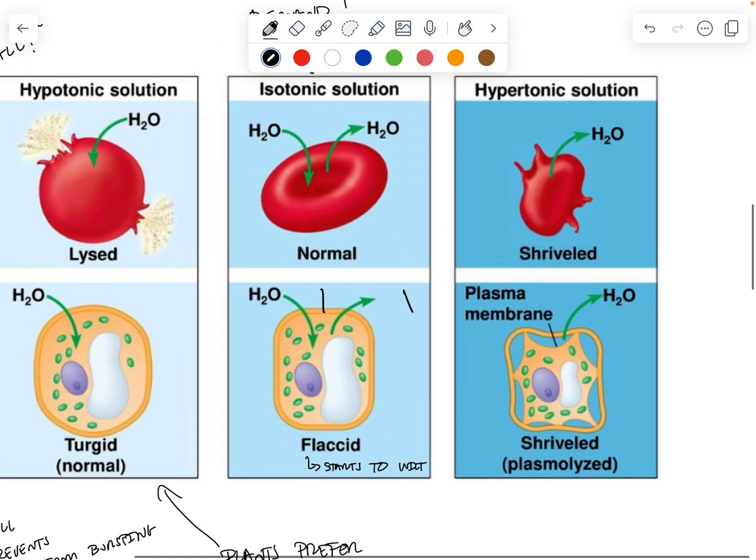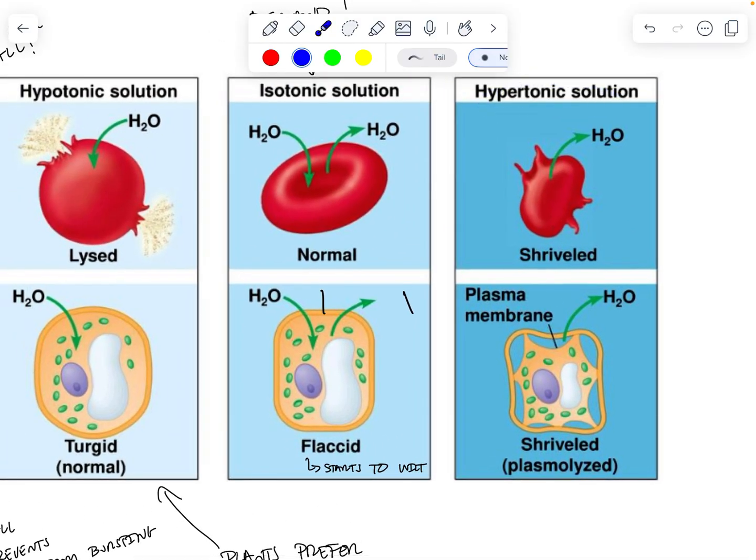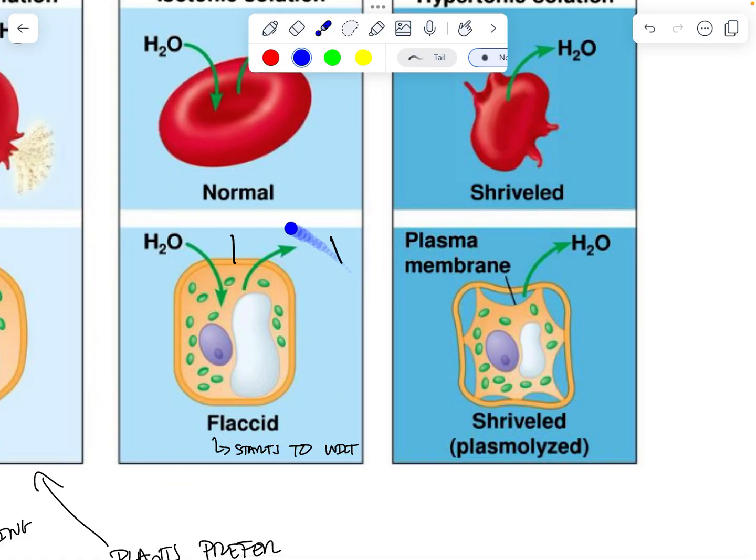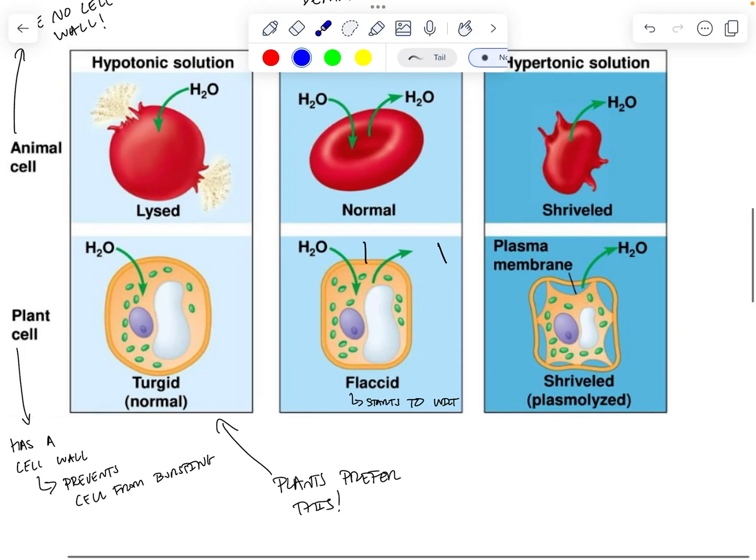In a situation where a plant is in a hypertonic solution, it's extremely unhappy. Sorry, I said it pulls away from the cell membrane, but what I meant to say is the cell membrane pulls away from the cell wall. So you can start to see these gaps between the cell wall and the cell membrane where the cell is pulling away. So a plant here is just kind of wilted. This one would be extremely sad, extremely wilted.